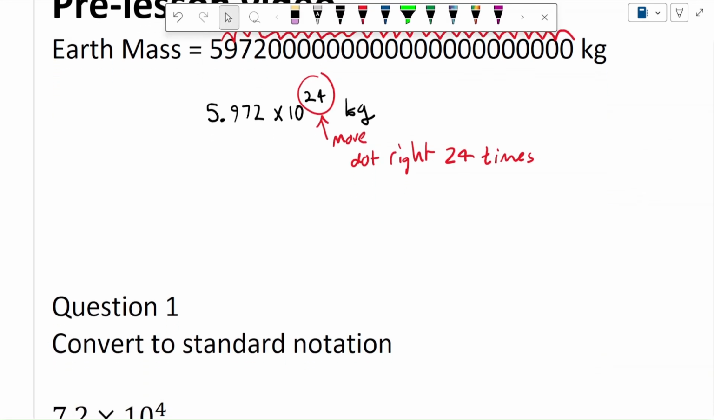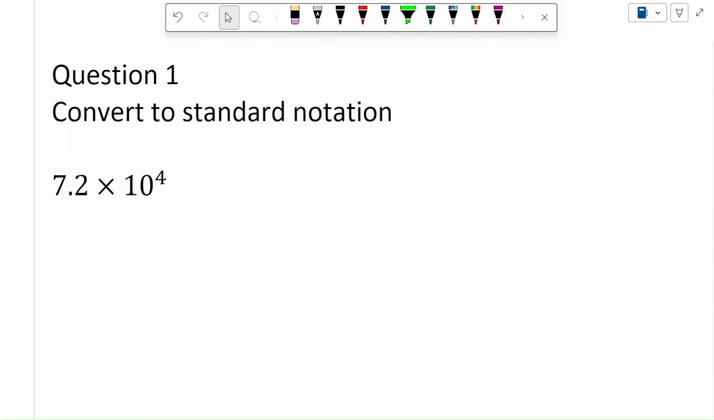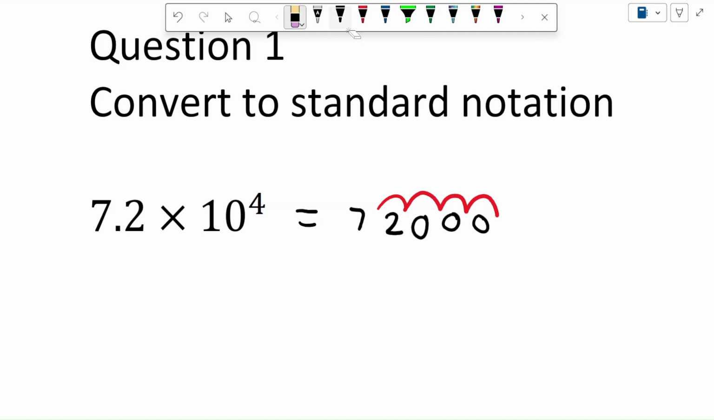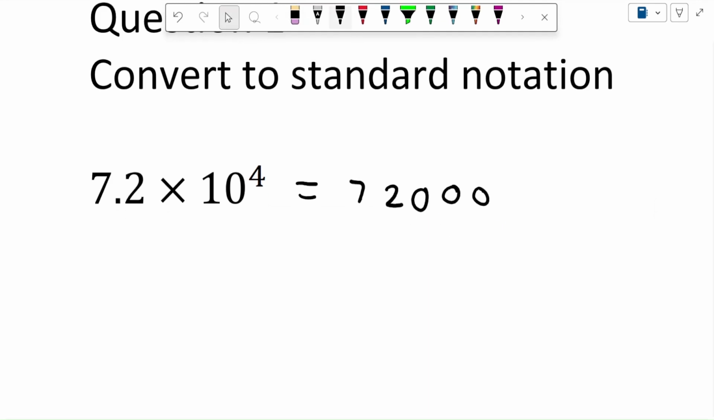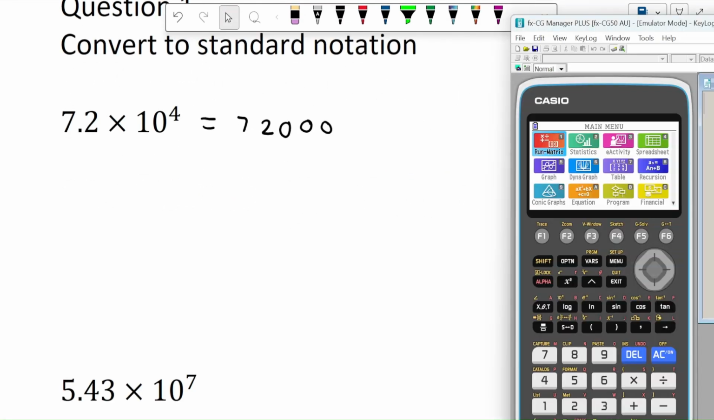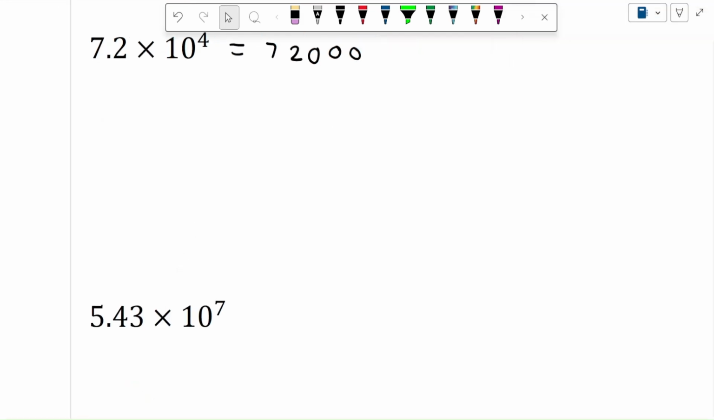This also works well with small numbers, so if you had a negative power, you would be moving the dot left. We can convert back to standard notation. So something like this would be 7, and then we want to move the dot right 4 times. So it was 7.2. I'm going to move it right 1, 2, 3, 4. Any missing spots, we just put zeros in and we get rid of the dot. So that is the number in standard notation. And if you want, on your calculator, you can just write 7.2 times 10 to the power of 4, and it should give you the same number.